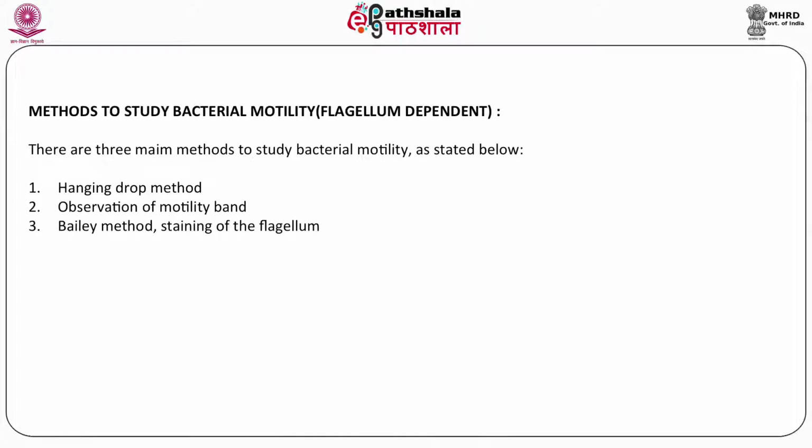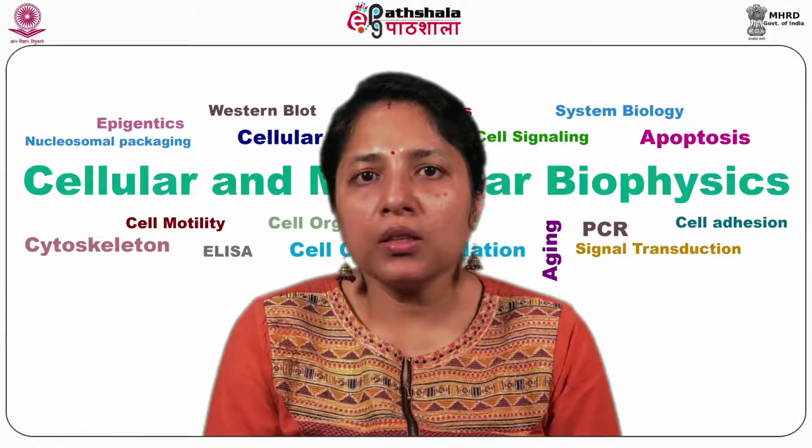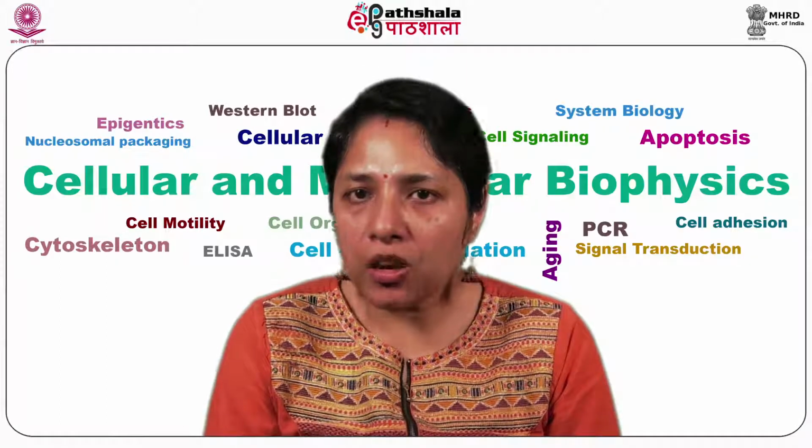Now, next are the methods to study bacterial motility, or which are the flagellar dependent motility. There are three main methods under this category, and we'll start with the hanging drop method. Number 2 is the observation of the motility band, and 3 is Bailey's method. So, there are three methods for studying the flagellar dependent movement. Number 1, we'll go into detail about the hanging drop method.